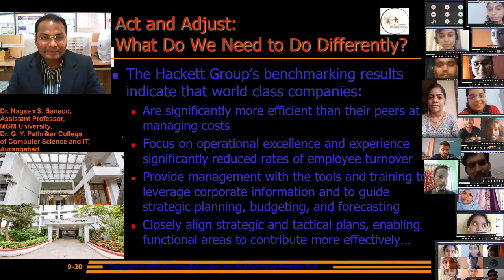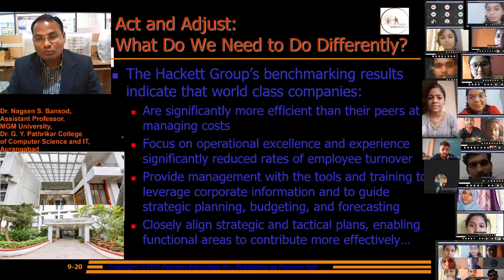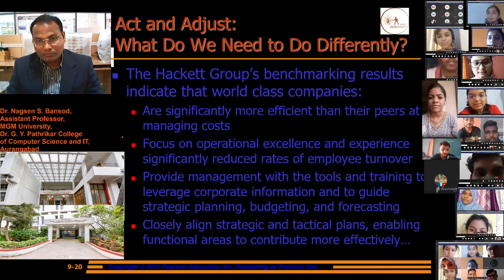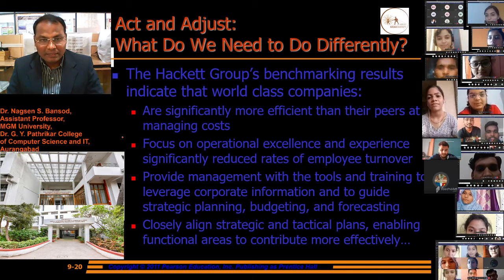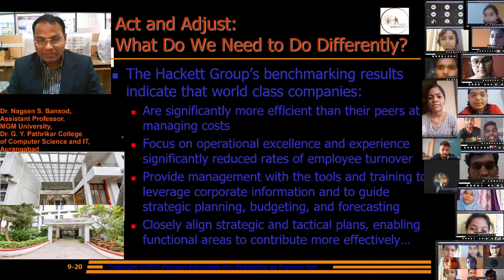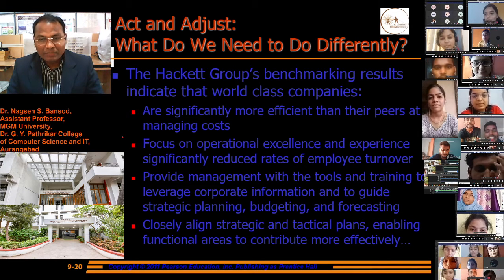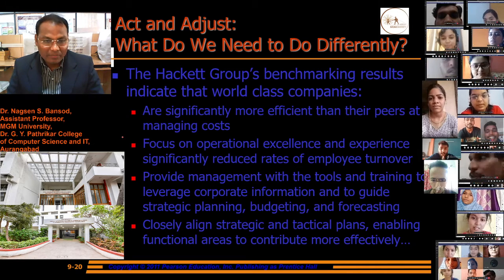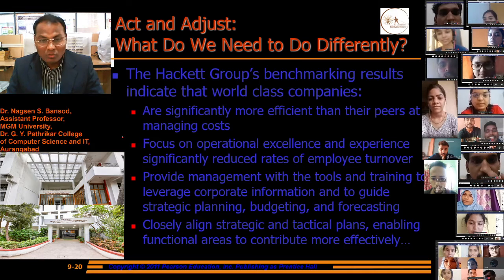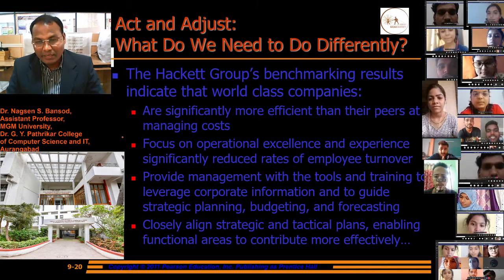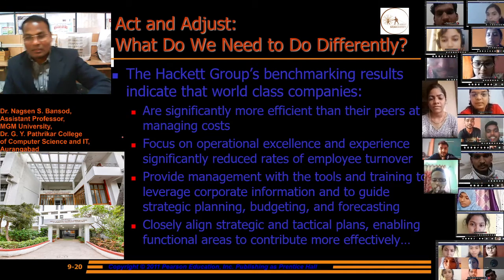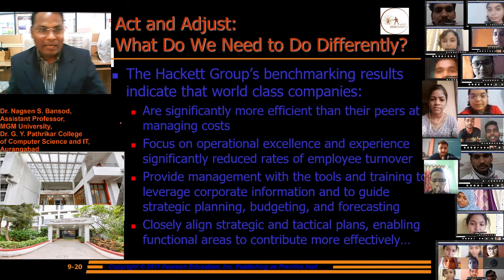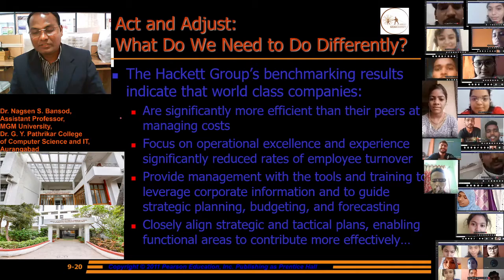Act and adjust. What do we need to do differently? The Hackett Group benchmarking result indicates that world-class companies are significantly more efficient than their peers at managing costs. Focus on operational excellence and experiences. Act and adjust, we will see in the next lecture.